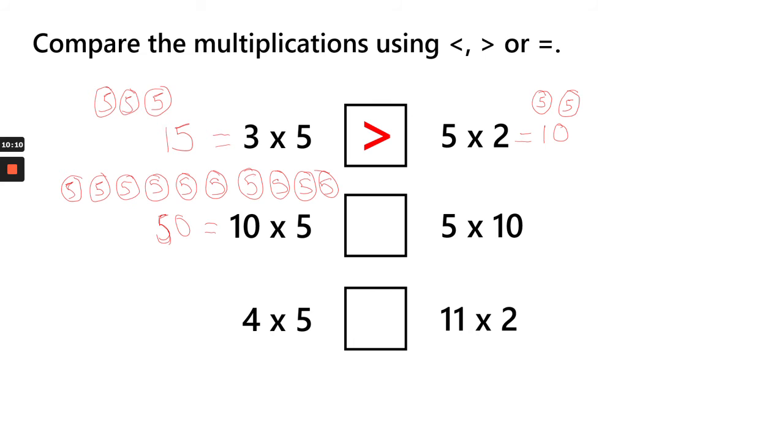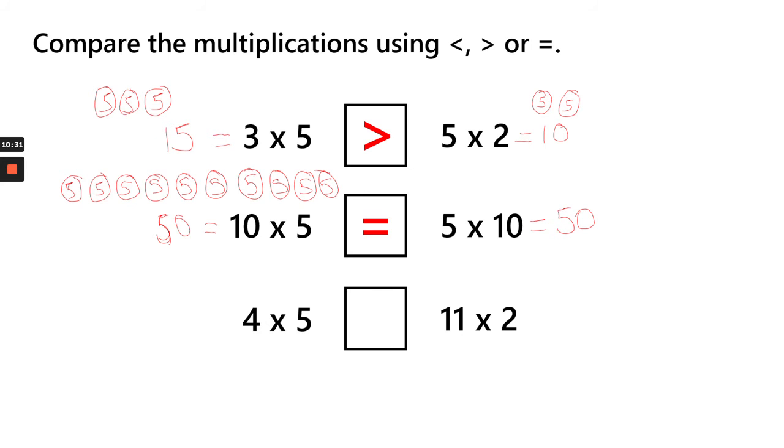Excuse my writing with this pen, boys and girls. And we know that it doesn't matter which way around it goes, it will be the same answer. So 5 times 10 is also 50. So we know that they are equal.